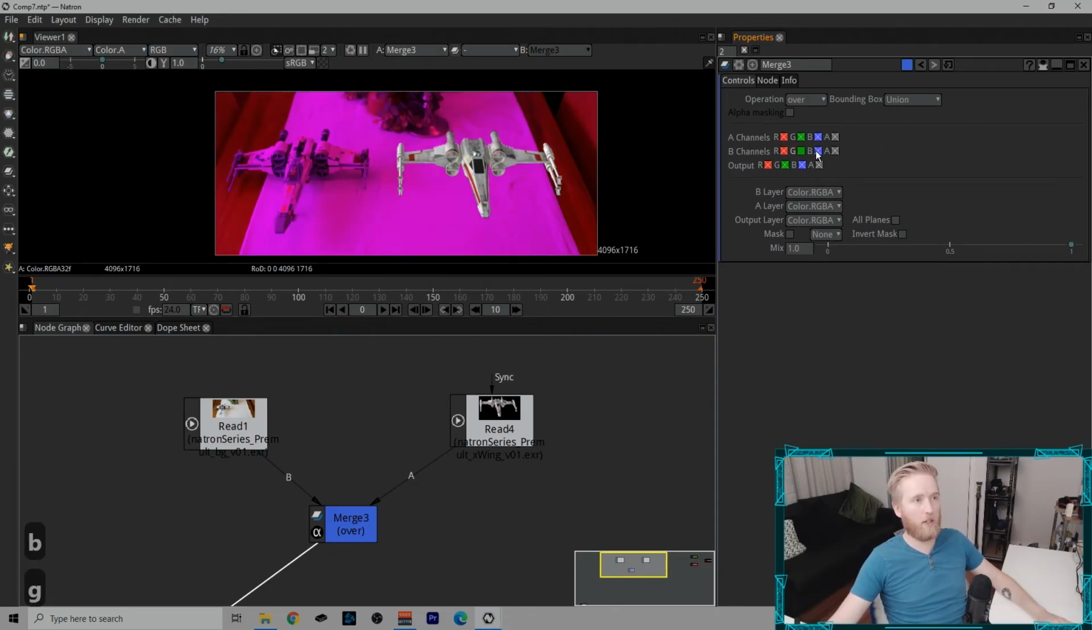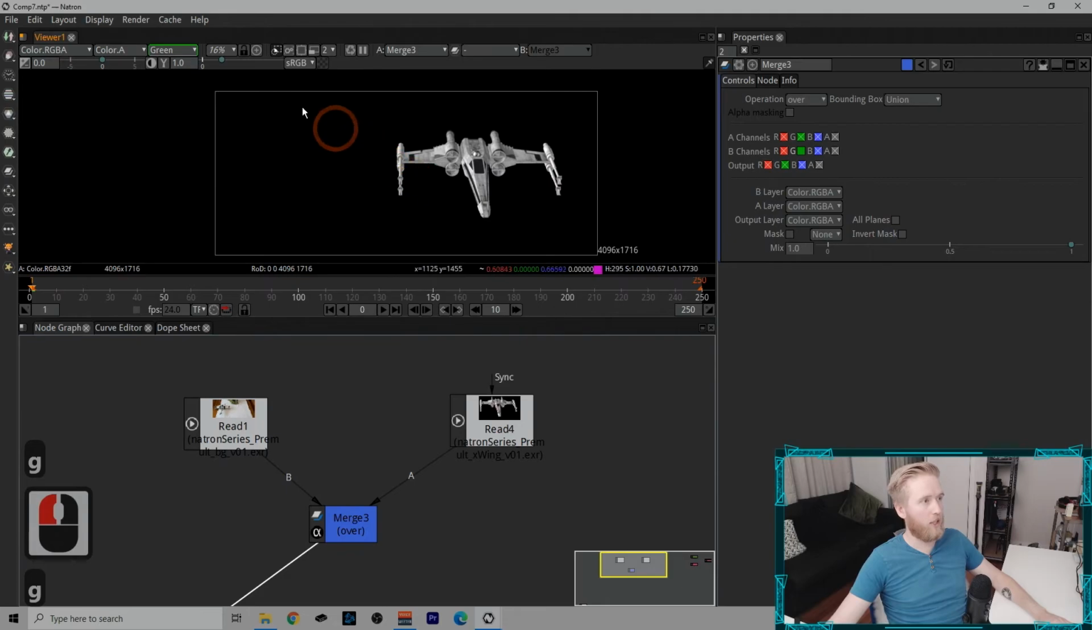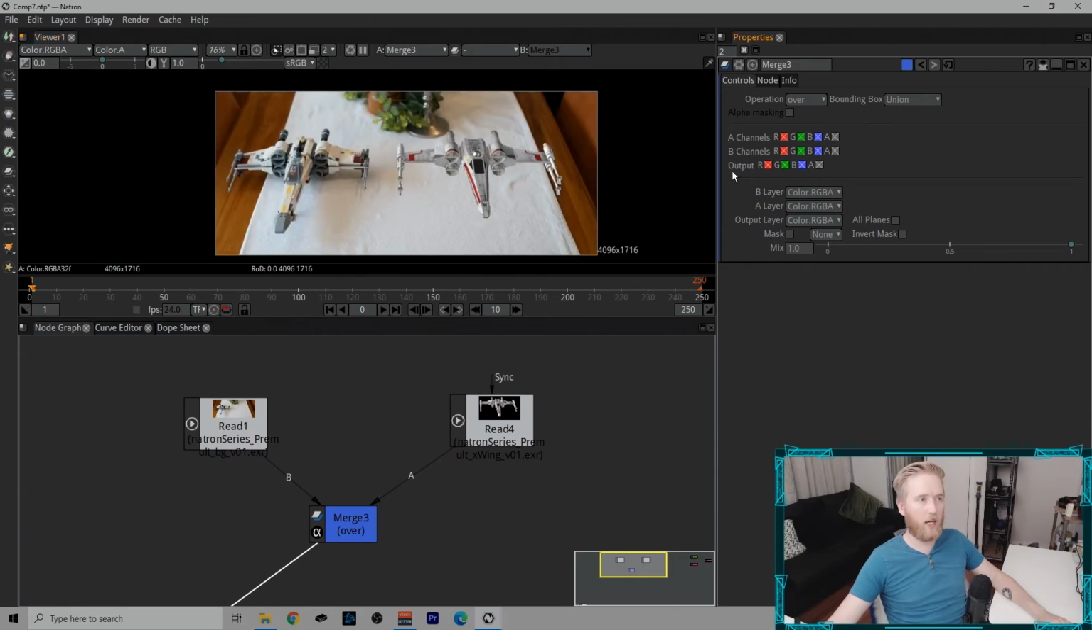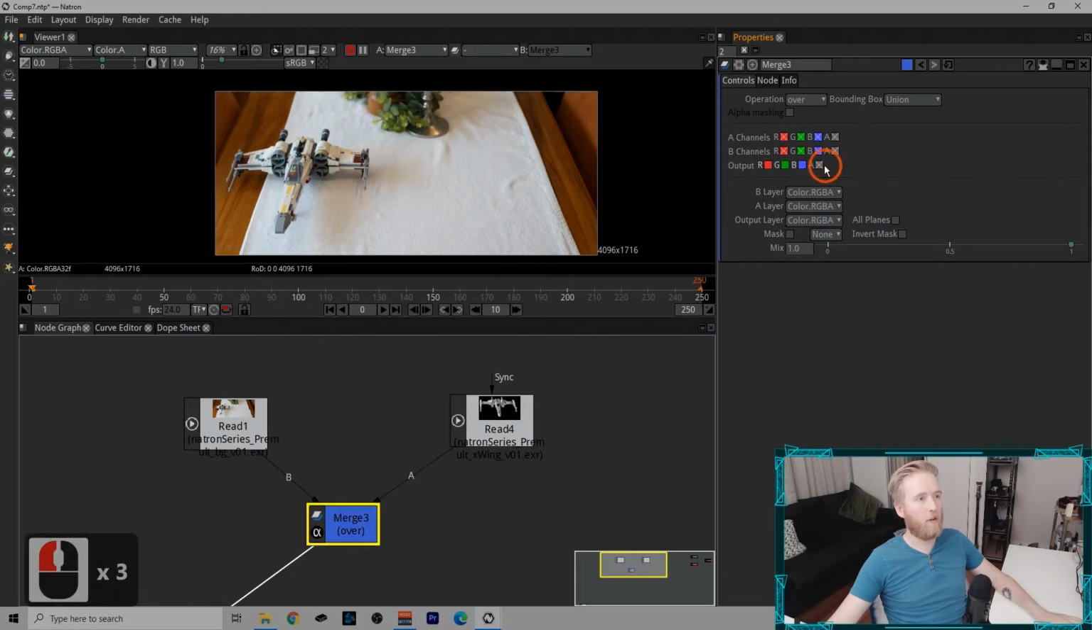We can just not merge the green from the B channel. So if we look at the green channel, all we're getting is the green from the A input. The output line is sort of misleading. What it's doing is it's saying output the B pipe plus merge it with the selected channels. So if I turn all of these off, we don't actually get nothing, which is what I would have expected. We get just the B pipe.